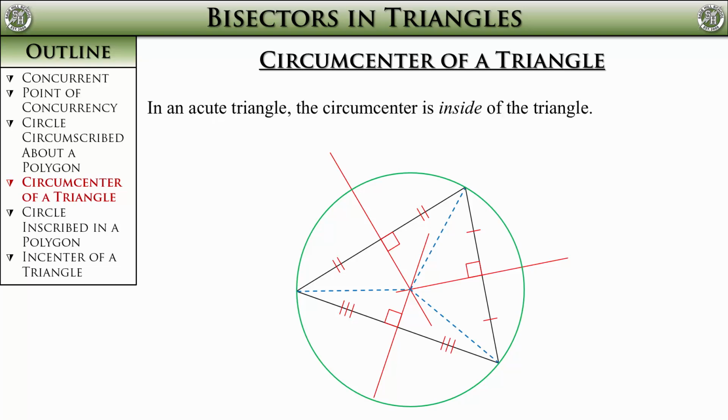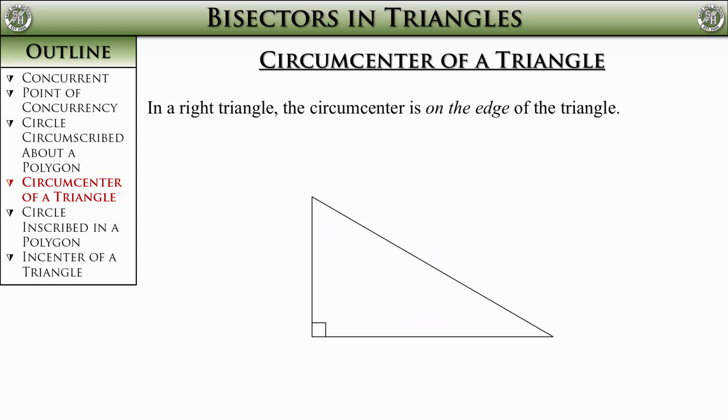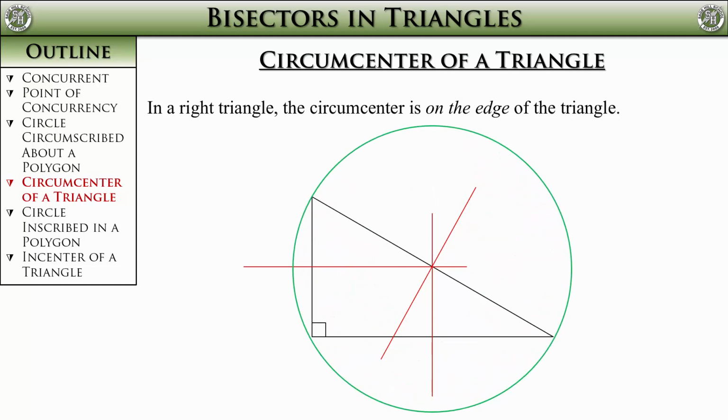In this example, I have worked with an acute triangle. With an acute triangle, the circumcenter always ends up inside of the triangle. However, if I work with a right triangle, the circumcenter ends up on the edge of the triangle. It happens to be the midpoint of the hypotenuse, too. If you were to draw in the circumscribed circle with this one, it would look like this. That hypotenuse of the right triangle ends up as a diameter of the circumscribed circle.